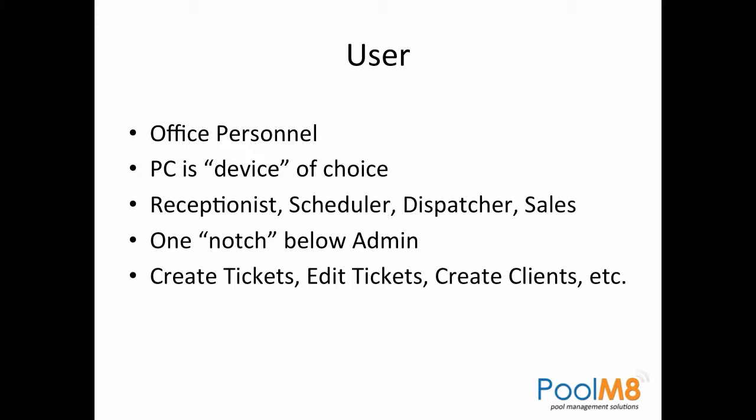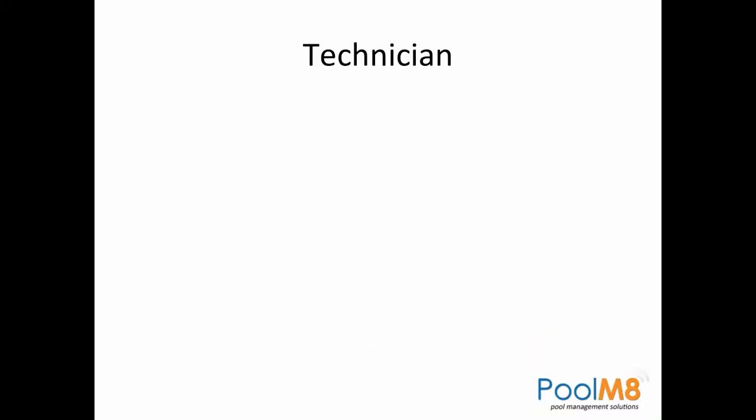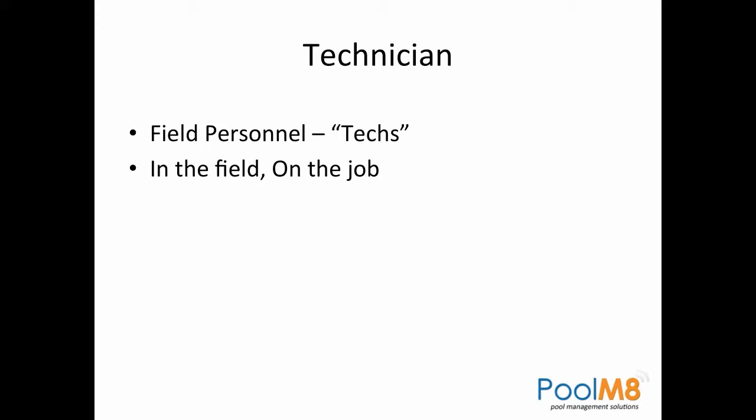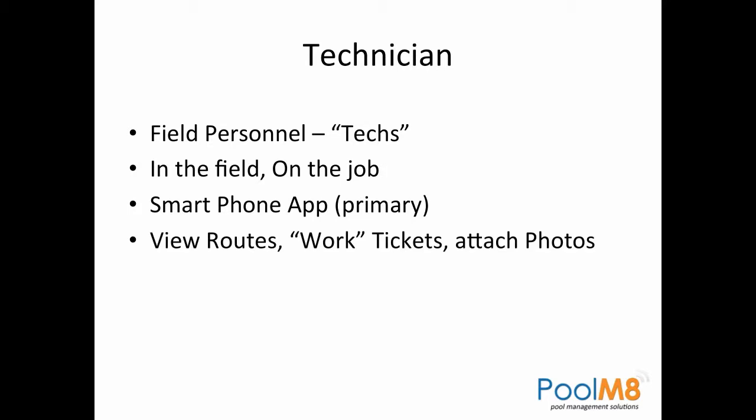The next type of user is the technician. These are the workhorses in your organization. Technicians are those in the field getting their hands dirty. The smartphone is the technician's tool of choice. A technician is able to use a computer, but generally prefers the smartphone app because it works well in the field and provides all the basic functionality right at his fingertips for helping get the job done while on the job site. The technician is able to view routes, work tickets, and take photos to attach to tickets or clients.